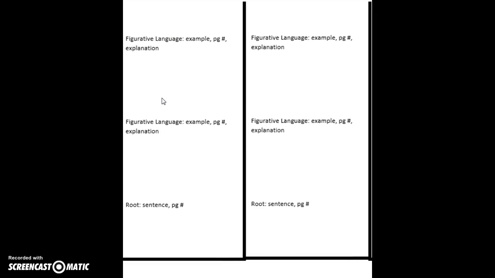The other focus for our unit is on figurative language. You're going to be looking for examples of figurative language while you read. If you find figurative language, you will tell me what it's an example of, write it down, including the page number, and then explain how or why it's an example of what you said it was an example of. You will do this twice for each section of your reading.